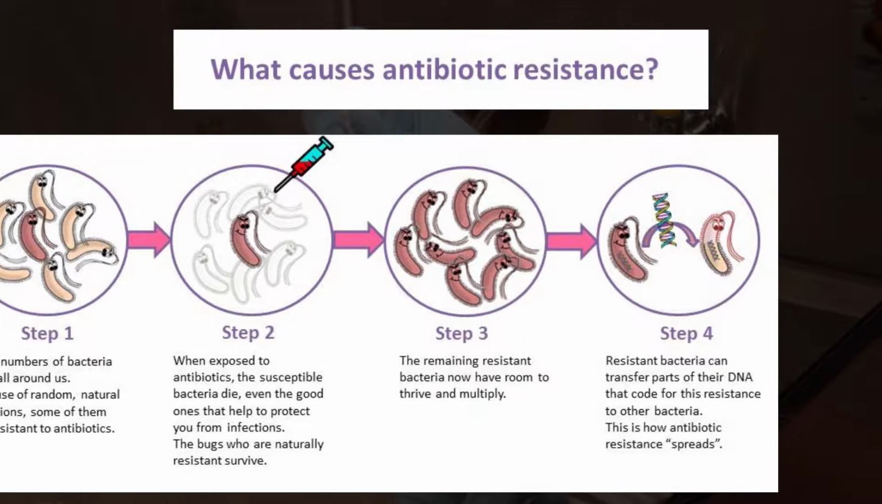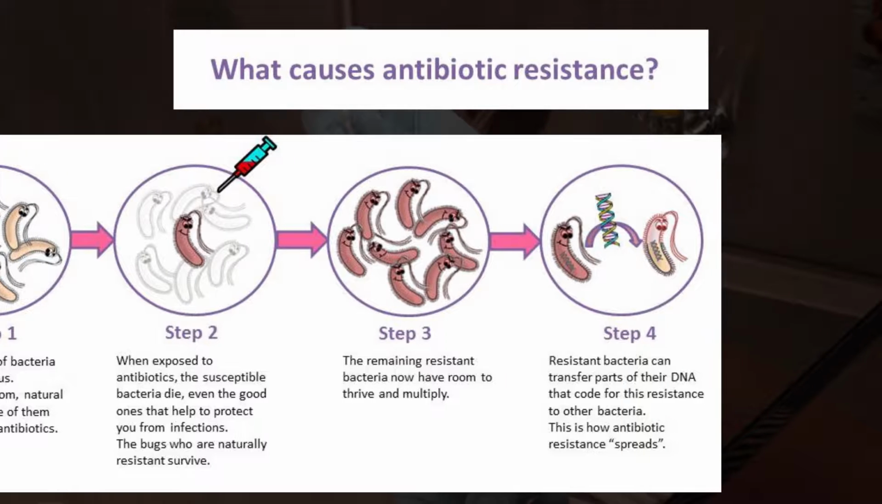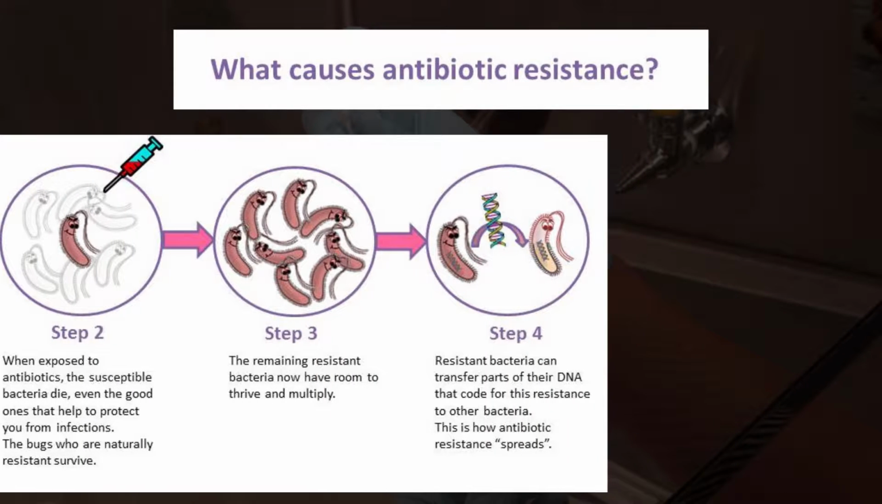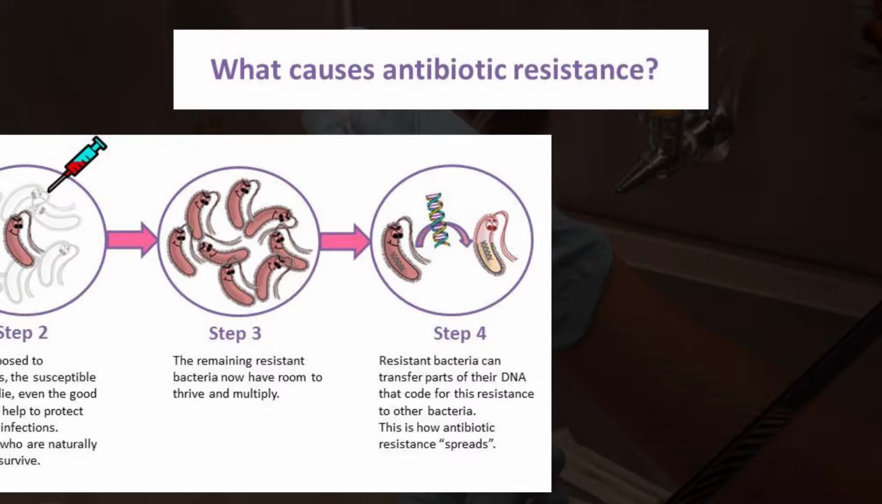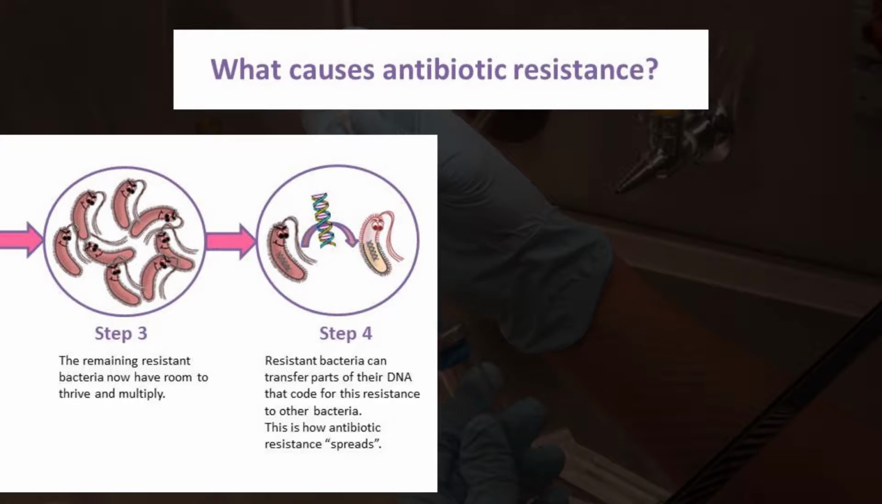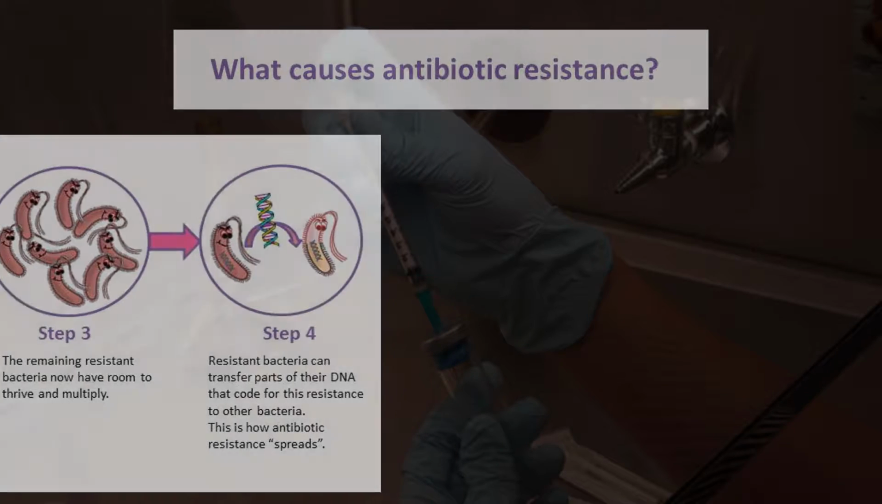When exposed to antibiotics, the susceptible bacteria die. The bugs that are naturally resistant survive. The remaining resistant bacteria now have room to thrive and multiply. Resistant bacteria can transfer parts of their DNA that code for this resistance to other bacteria.